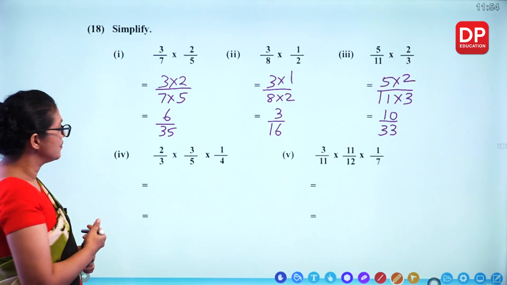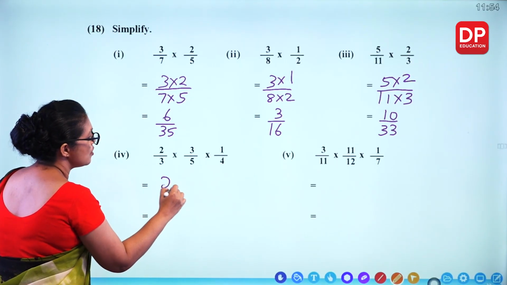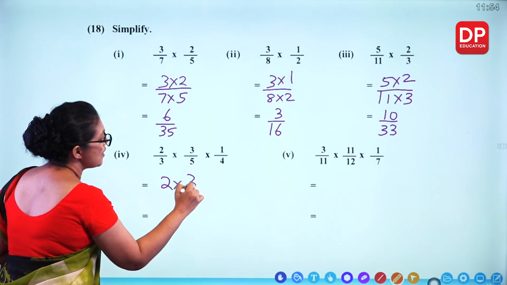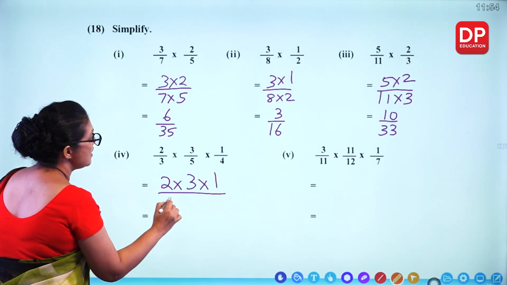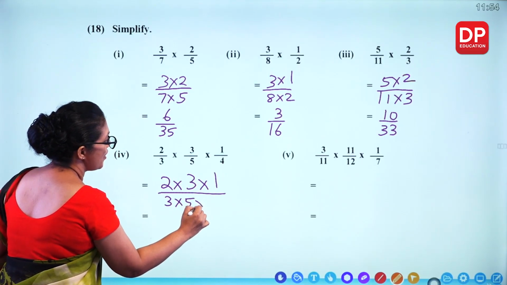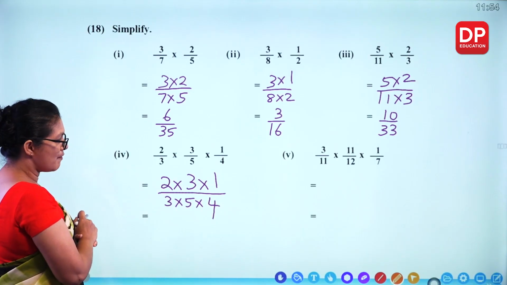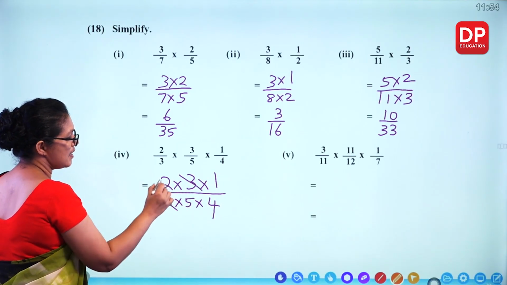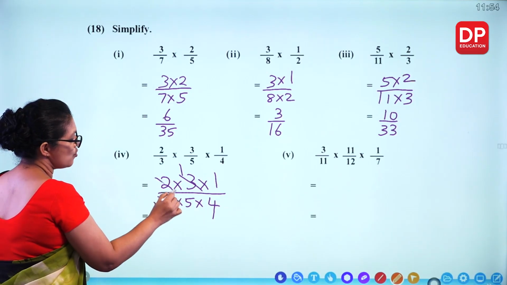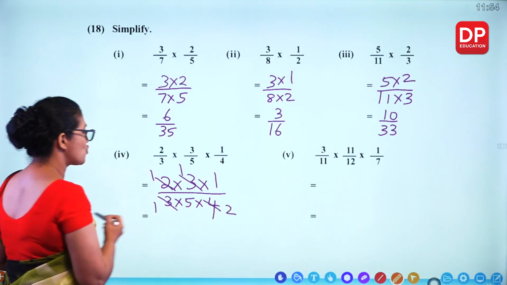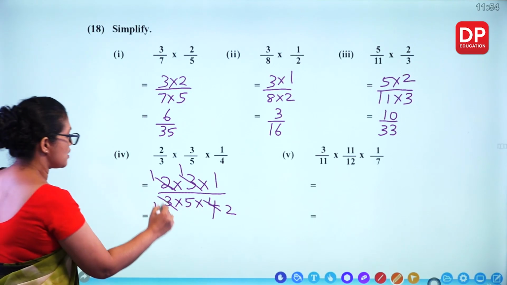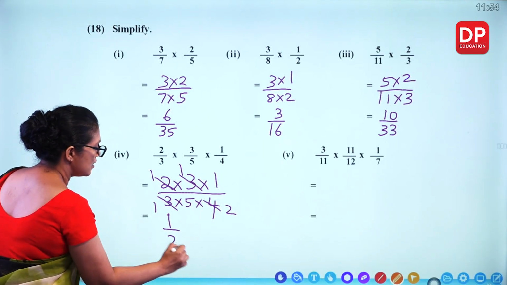What about this one? 3 fractions, but you do the same thing. Numerator separately, denominator separately, and see whether you can simplify. 3, 3, you get 1. And 2 times 1 and 2 times 2. So you get 1 over 2.